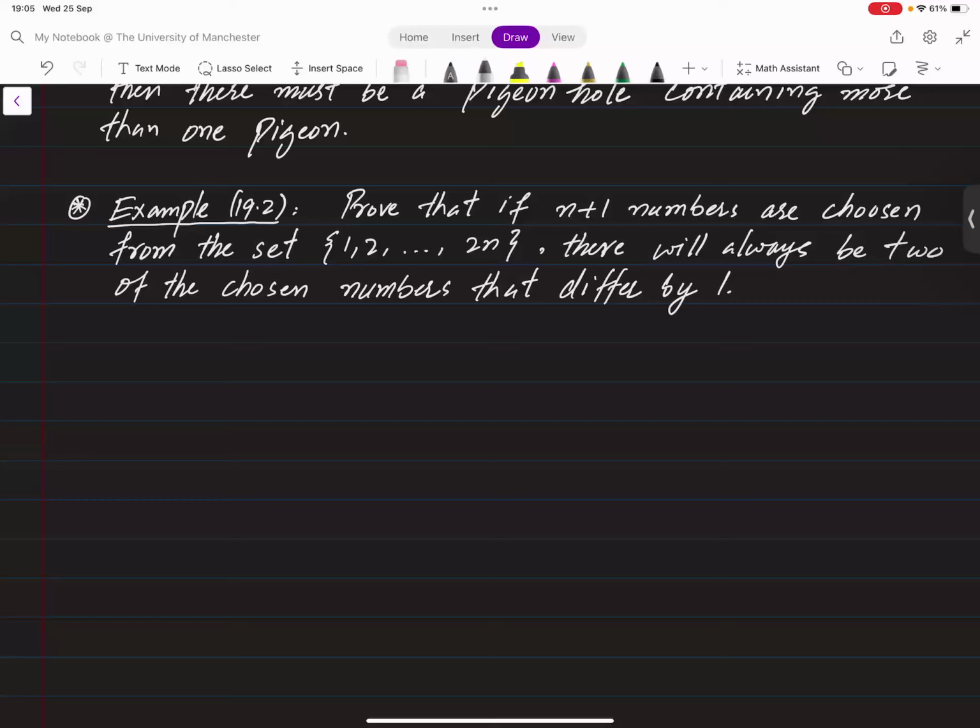So this is not necessarily true if we choose only n numbers. For example, we could choose the numbers 1, 3, 5 up to 2n minus 1. So they do not actually differ by 1. So we can actually answer this.